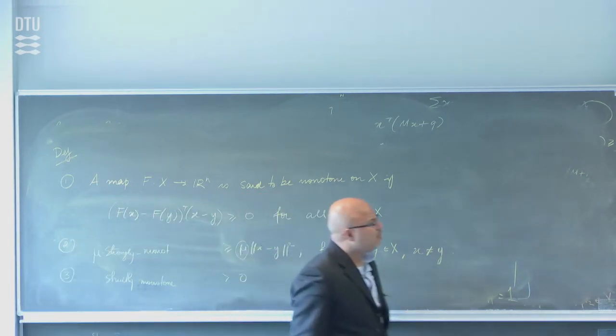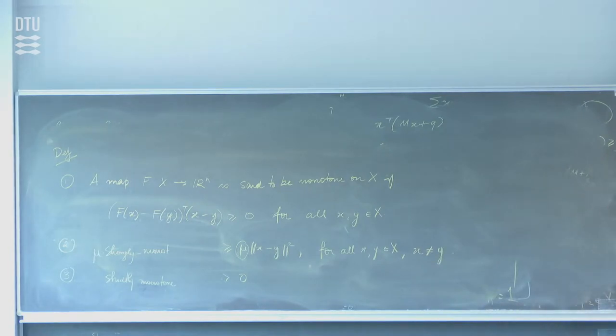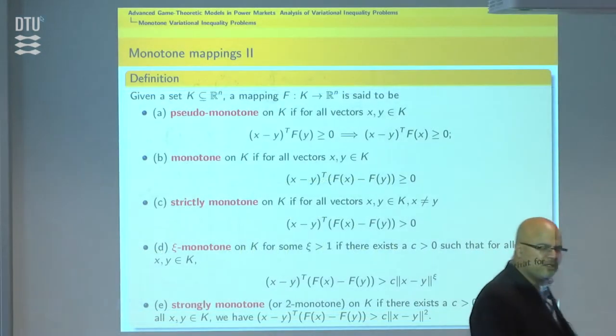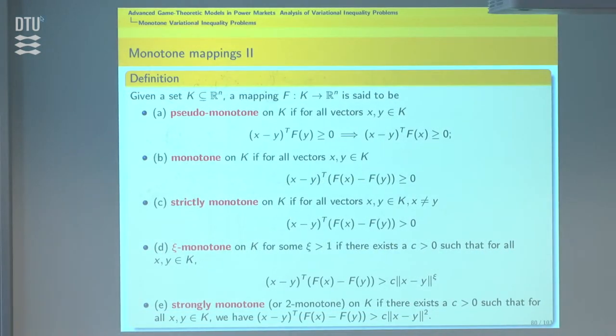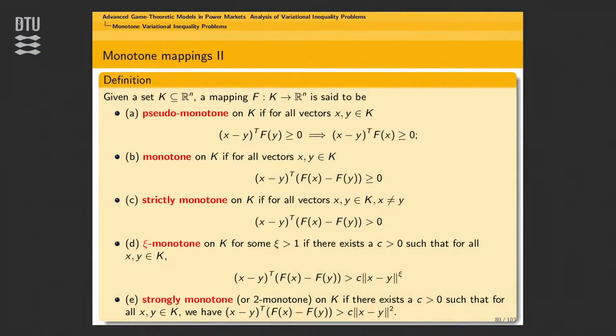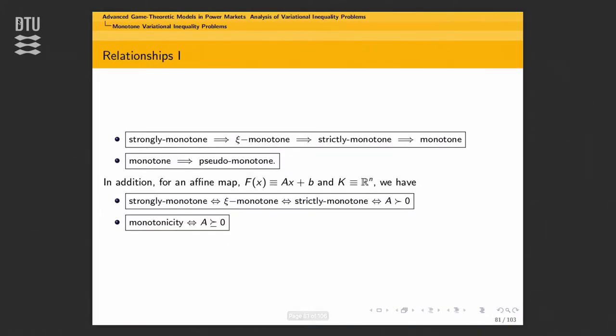So these are the three important ones: monotone, strictly monotone, and strongly monotone. The mu-strongly monotone just changes the slope here. I wouldn't worry too much about that. So the three you want to remember are strong, strict, and merely monotone. The pseudo-monotone, which is weaker, shows up in some economic equilibrium problems. And so what is the relationship between these? Well, clearly strong is amongst the most restrictive, and pseudo is the weakest. So strongly monotone implies strictly monotone, and this implies monotone, which implies pseudo-monotone.